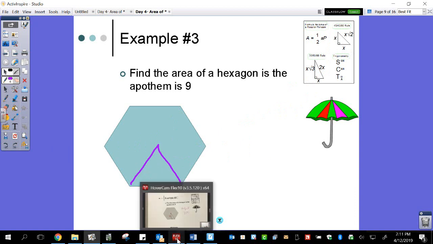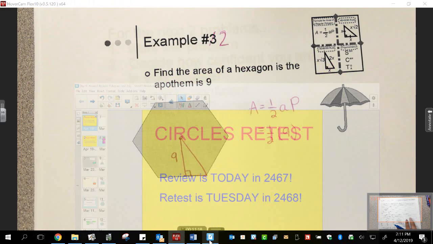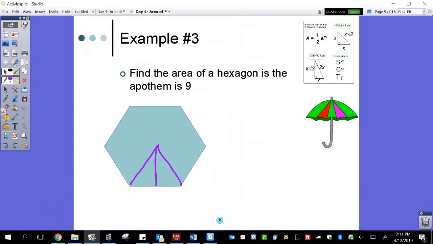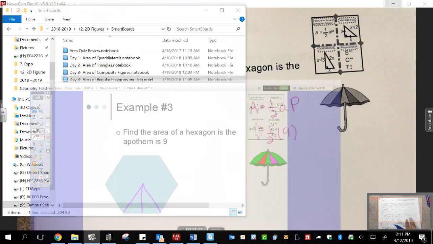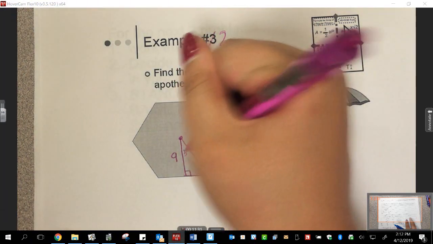However, I did not draw that triangle. What did I draw? I cut that in half. So if that whole thing was 60 and I draw the apothem, how much is it really? It's going to be 30.